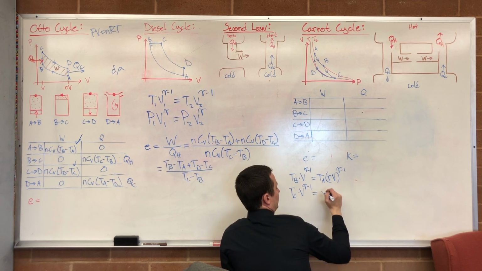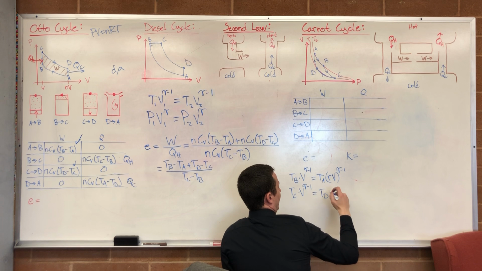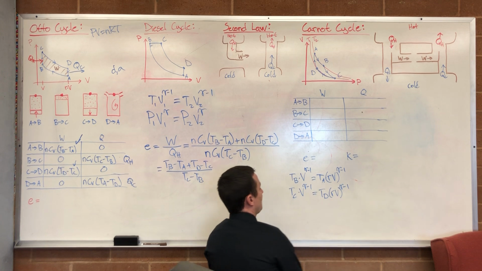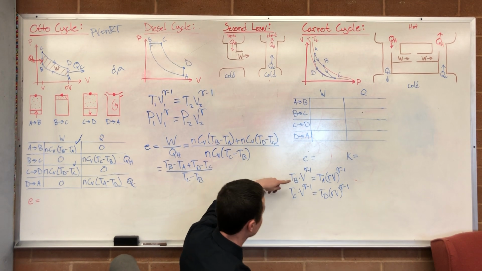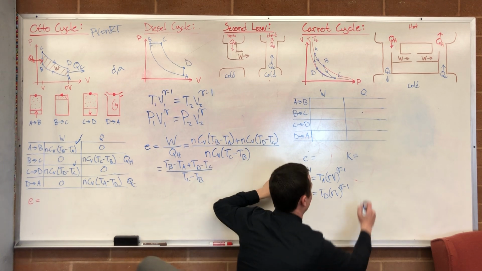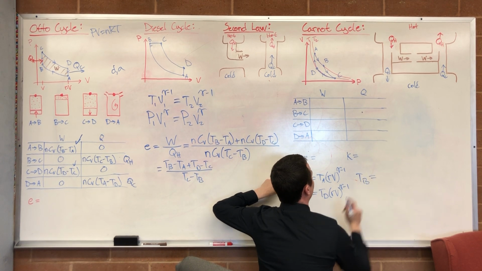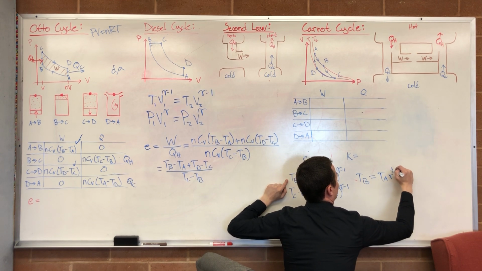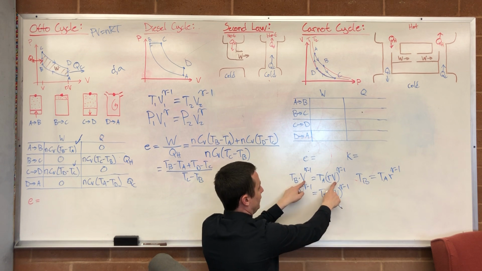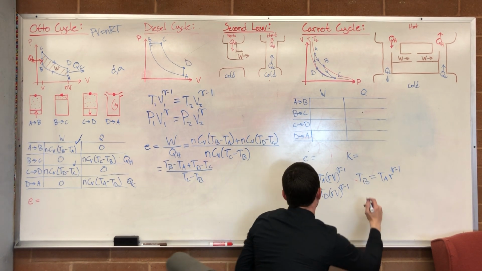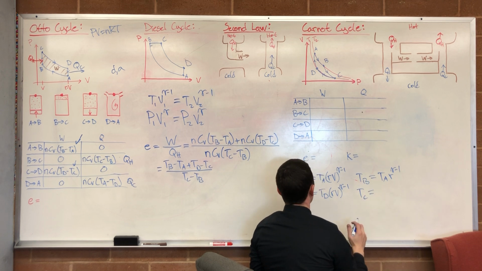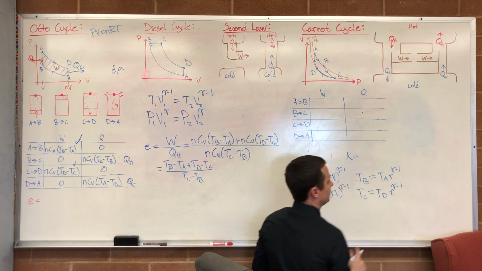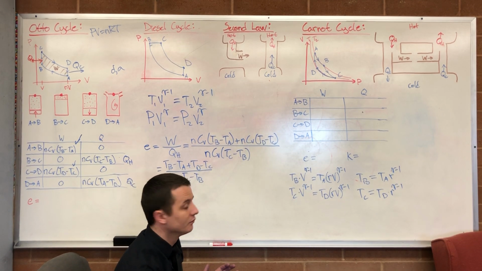TC is equal to TD r to the gamma minus 1. So we have both those equations, right? If I solve this one for TB, then I get TB is equal to TA times r to the gamma minus 1, because I divide both sides by V to the gamma minus 1. Similarly, I'm going to get TC is equal to TD times r to the gamma minus 1. Are you just gonna plug those in top and bottom then?